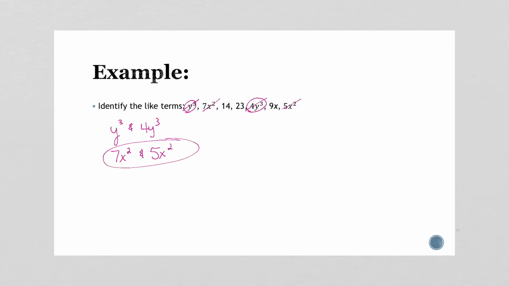These guys are like terms. I've got 14 and 23. Those are like terms. And this 9x, it doesn't have a like term. There's nothing that is the same.